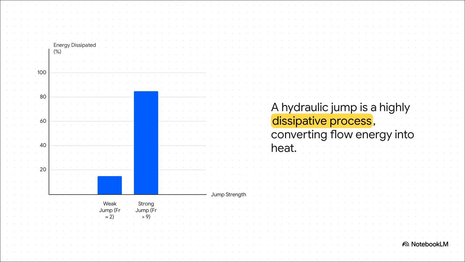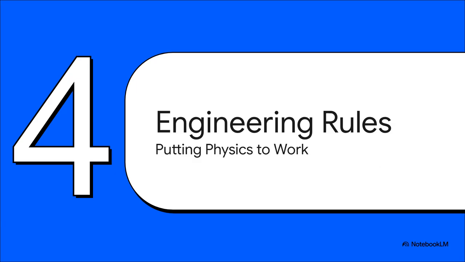So why is this so important to engineers? Because a hydraulic jump is an incredibly effective way to get rid of energy. All that intense mixing and turbulence converts the destructive kinetic energy of fast-moving water into harmless heat. I mean, look at this chart. A strong jump can dissipate up to 85% of the flow's energy, which protects riverbeds and structures downstream from getting torn apart. And this leads us perfectly into our final section, Part 4, Engineering with Water's Rules.